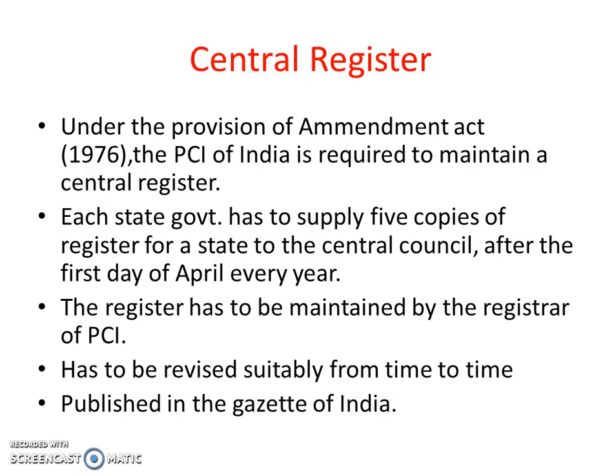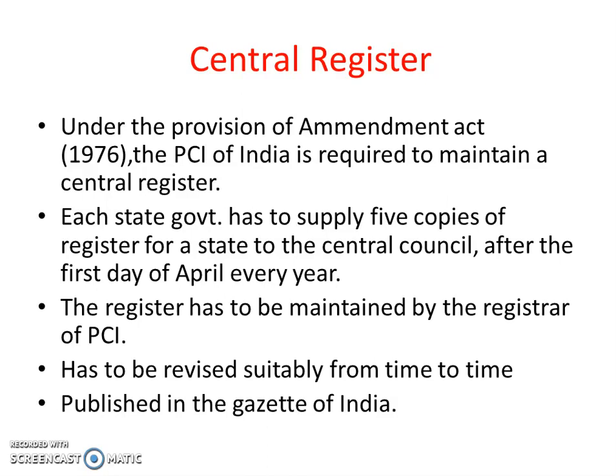Every state council has to supply 5 copies of a register for a state to the Central Council as soon as after the first day of April every year. And the Registrar of the State Council should also inform all additions and other amendments in the register for a state without delay to the Central Council.